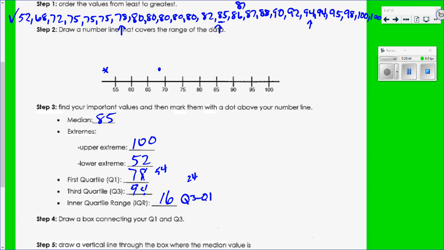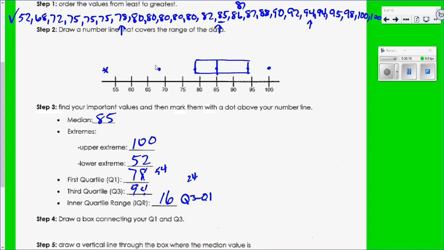So the first dot I'm going to have on my graph is at 68. The next dot is going to be at my first quartile, or 78. So that's going to be just before the 80. My next one's going to be the median, 85. Next one will be at the third quartile, or 94. The last one is at the upper extreme, 100. Again, the middle three dots now get a straight line, all equidistant, and I connect those with a box.